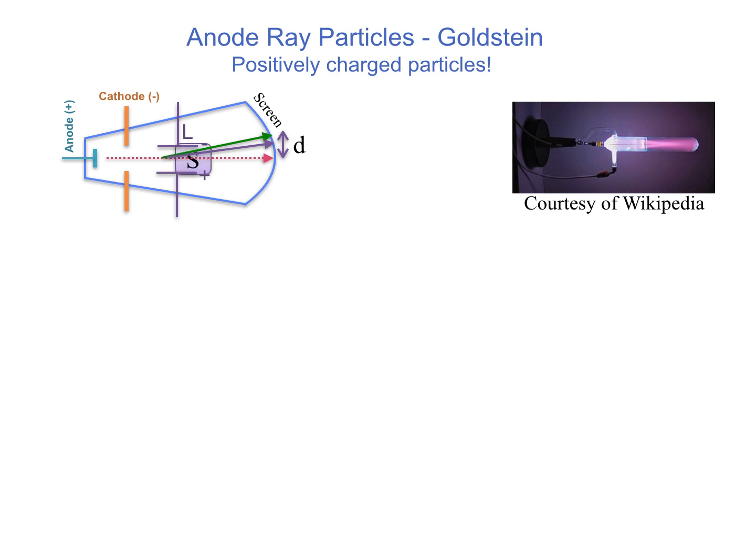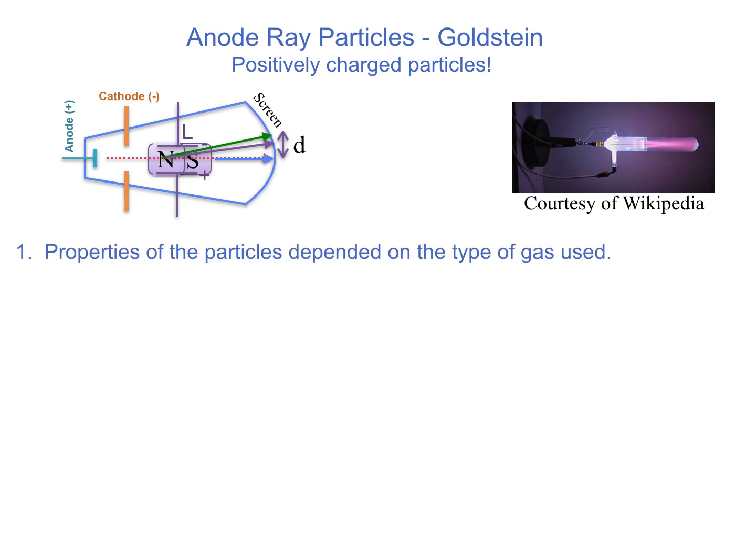Then he applied a magnetic field and restored one of them back to its original position and measured its charge to mass ratio, as we discussed in the previous episode. And so the properties of these particles actually depended on the gas used. This was surprising to Thomson because in the cathode ray experiment, the particle properties did not depend on the gas used. So this was interesting to him.